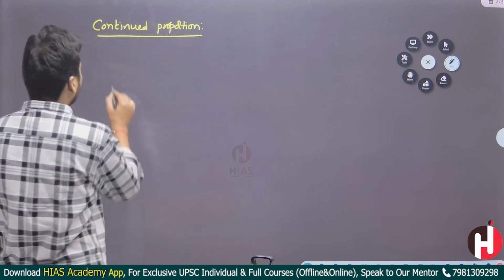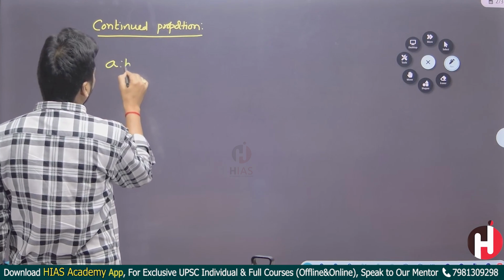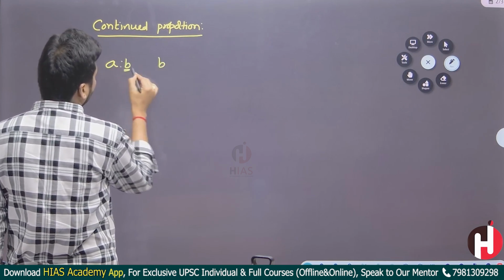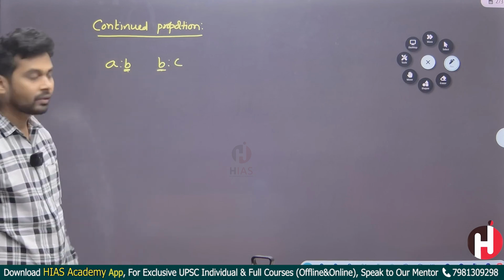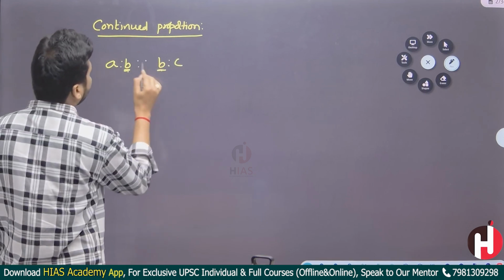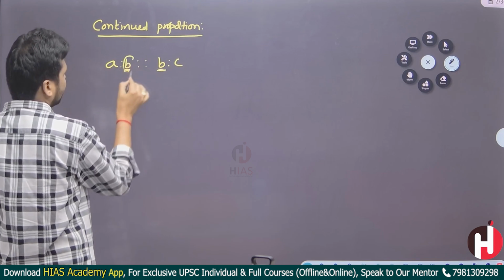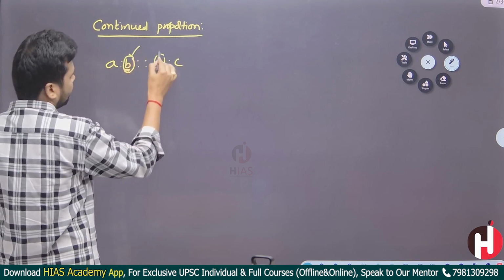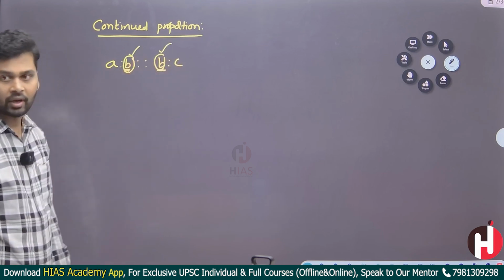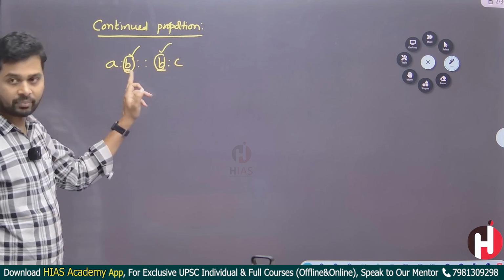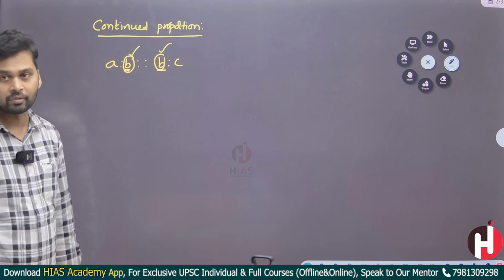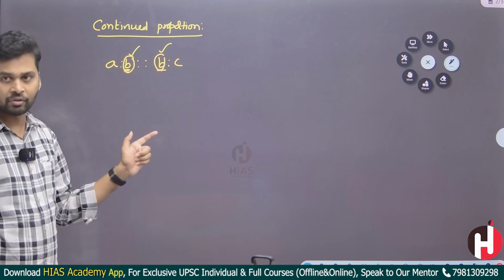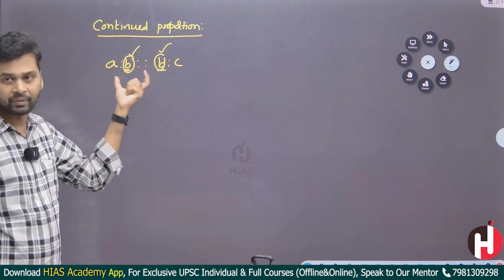So when you take a ratio A is to B, the second ratio is B is to C, which means the middle term is repeated. So in continued proportion, the second term of the first ratio and the first term of the second ratio are both the same. Then it is called continued proportion. It is a proportion only, but the middle term is the same.